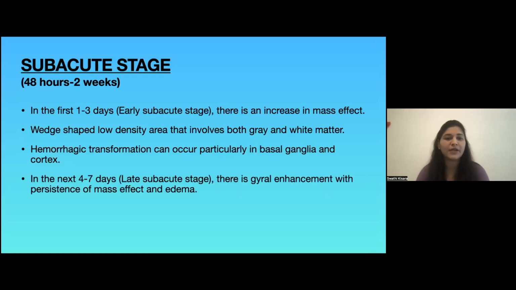Now coming to the subacute stage, which lasts from 48 hours to 2 weeks. It is divided into early subacute stage and late subacute stage. In the early subacute stage, which is the first 1 to 3 days, there is an increase in mass effect. The CT abnormalities include a wedge-shaped low-density area that involves both gray and white matter. Hemorrhagic transformation can also occur, particularly in the basal ganglia and cortex. And in the late subacute stage, there is gyral enhancement with persistence of mass effect and edema.